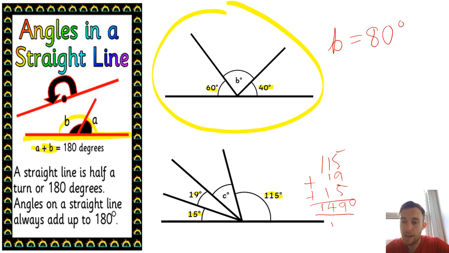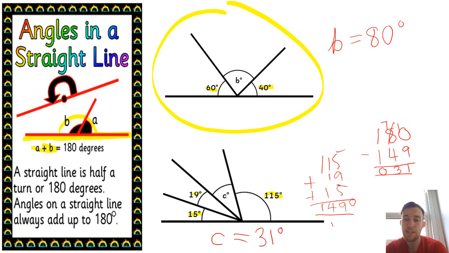Okay, so now to work out our missing one, we're going to have to find the difference. So 180 subtract 149. Okay, so we will start with the ones column. 0 subtract 9 we can't do, so we need to exchange. 10 subtract 9 is 1. 7 subtract 4 is 3. And 1 subtract 1 is 0. So therefore, our missing angle, our C, is equivalent to 31 degrees.